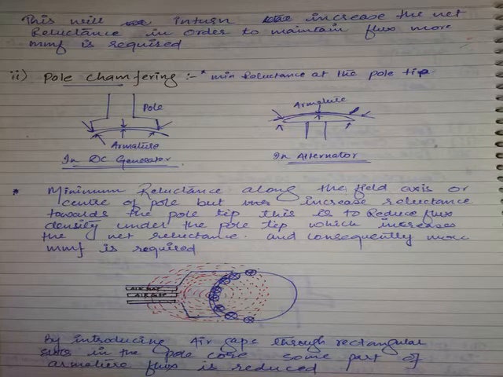Why? Because this varying armature flux due to varying loads will link with the conductors, produce induced EMF and produce circulating currents in the coils, which leads to sparking and flashover.